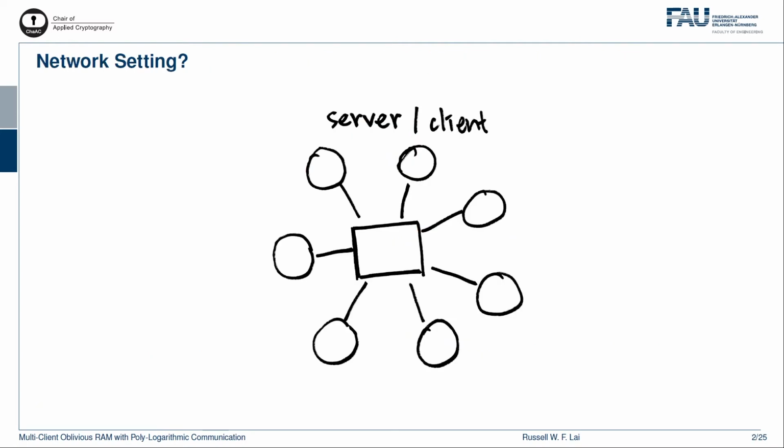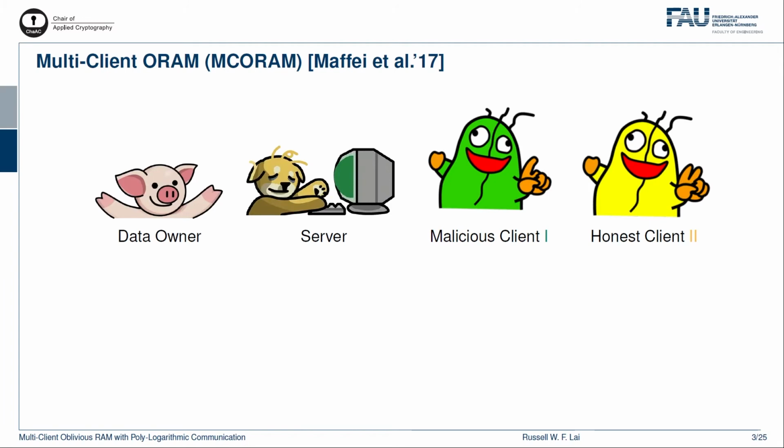ORAM is tremendously useful in a setting where there is one or a group of mutually trusted processes talking to one memory. However, it is not very useful when it comes to the network setting, where multiple mutually untrusted clients wish to access the same database. To allow multiple clients to access the same database obliviously, the notion of multi-client ORAM or MC-ORAM was introduced. In this setting, we have a data owner, a server, and multiple clients. The server and some of the clients might be corrupt. For example, here we have a malicious client 1 with 1 finger and an honest client 2 with 2 fingers.